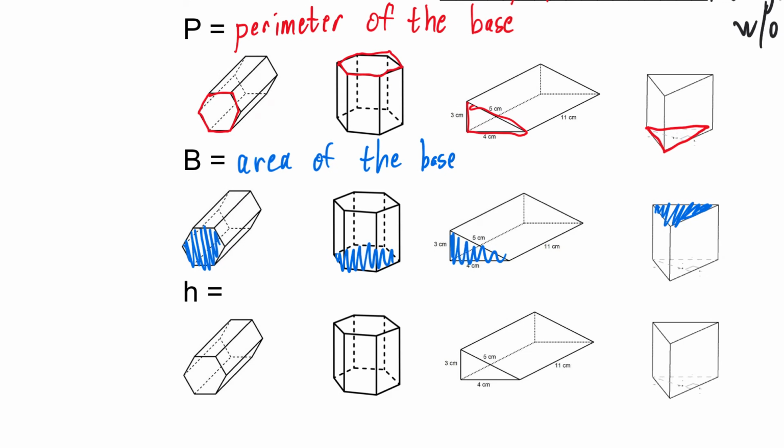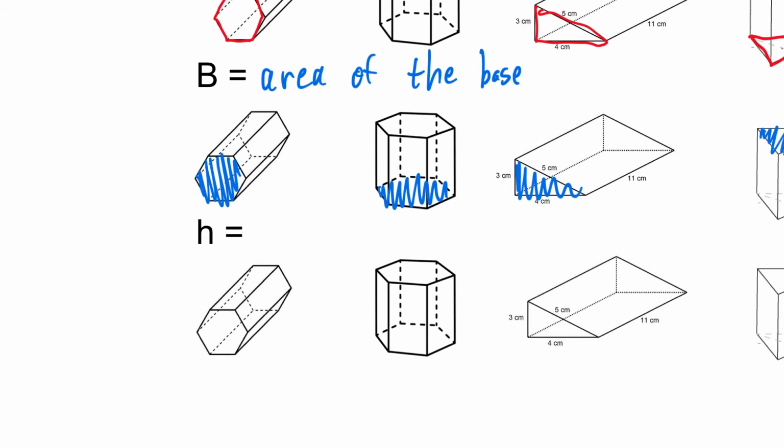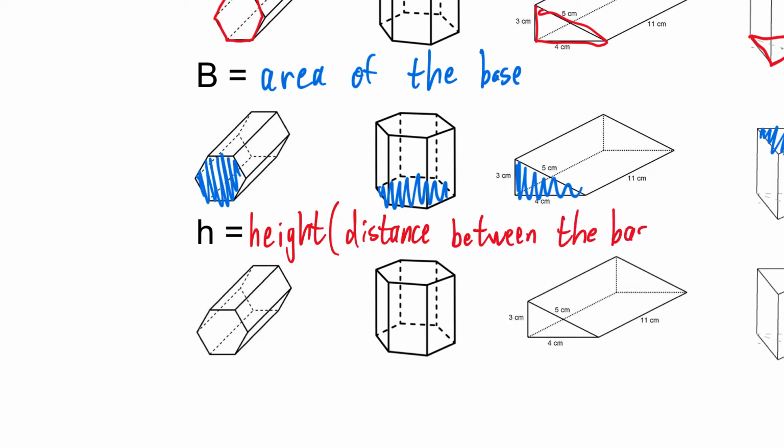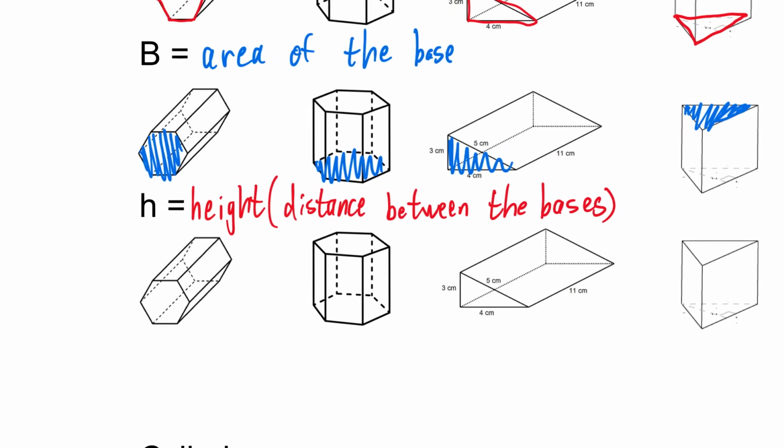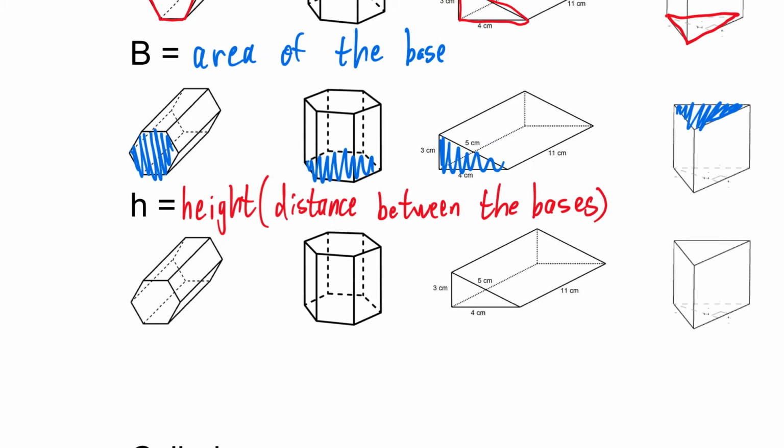Okay, what does the H stand for? Good. It means the height, which more specifically means the distance between the bases. It's how far it is between the bases, because sometimes it may be laying on its side, like this first one right here. This is actually the height that's running horizontal. This is the height, this is the height, this is the height.